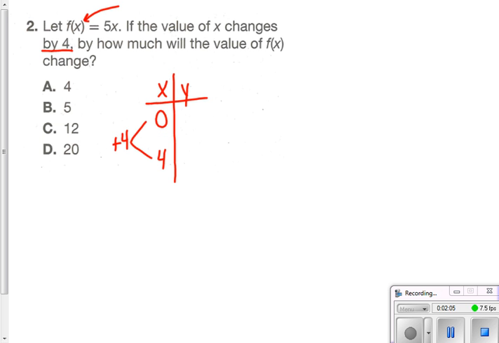So once you get that change of 4, same concept. You're going to substitute your x values into the equation given up here. So you'll put 0 in for x. When I put in 0 for x, I get out 0. When I put in 4 for x, I get out 20. So the change of y is going to be that positive 20. So our answer here is D.